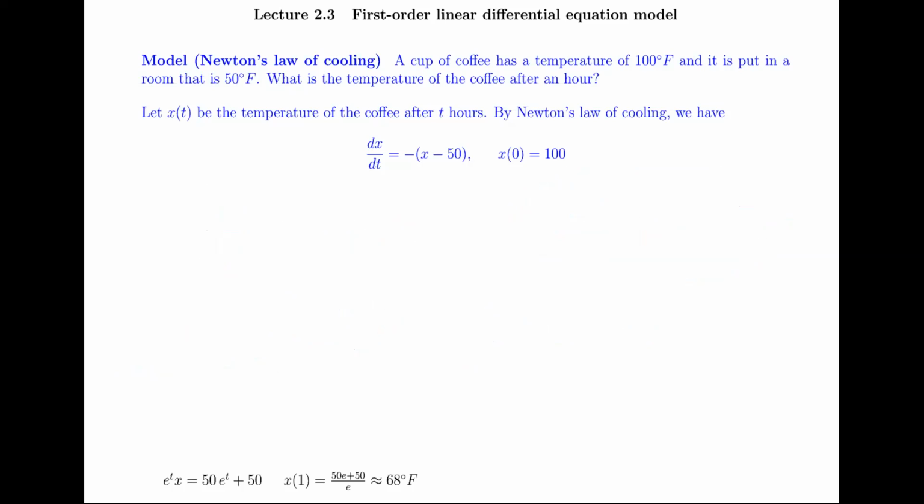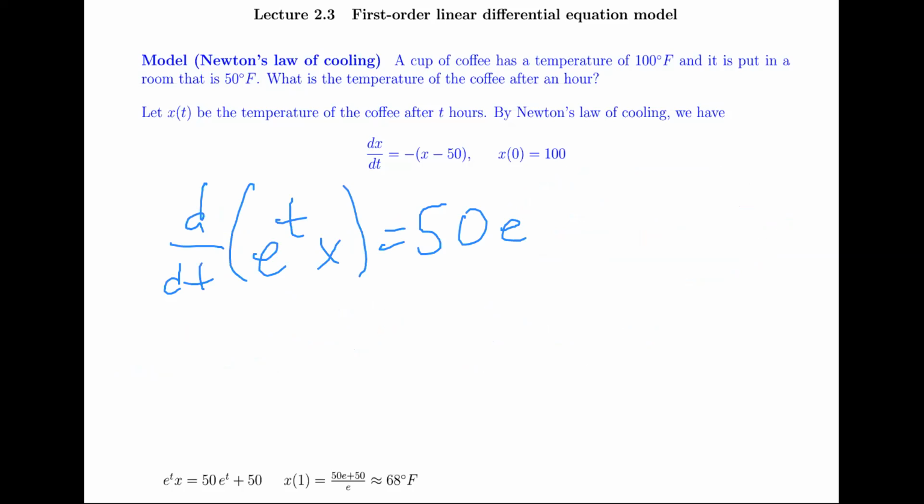When we do that, the left-hand side becomes the derivative of this product, which is our integrating factor times x. And the right-hand side was 50, but we got to multiply that by our integrating factor. So this is 50 e to the t. Now we integrate both sides. When we integrate both sides, we get e to the t times x on the left, and the right-hand side is just 50 e to the t plus c, plus some constant c when we integrate that.